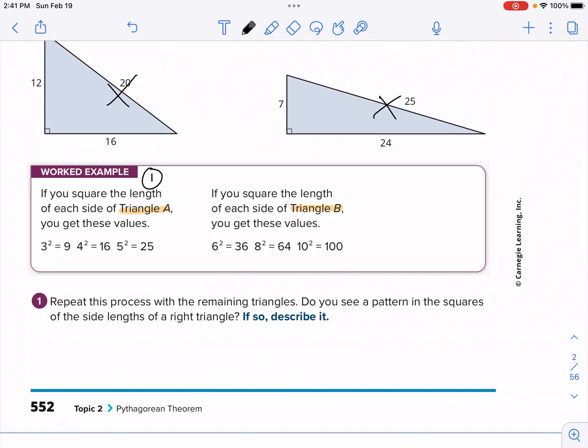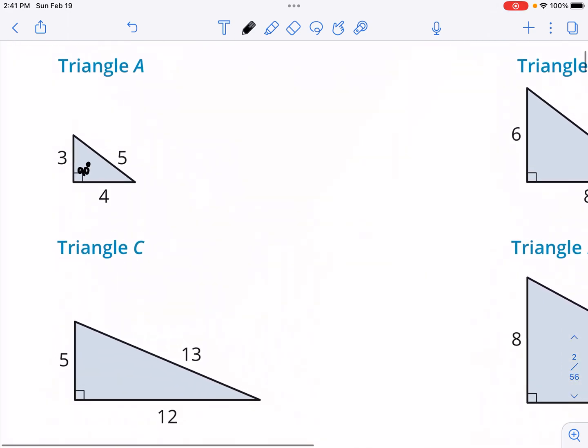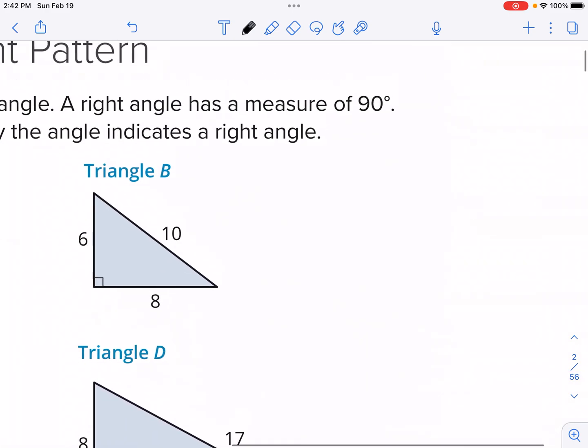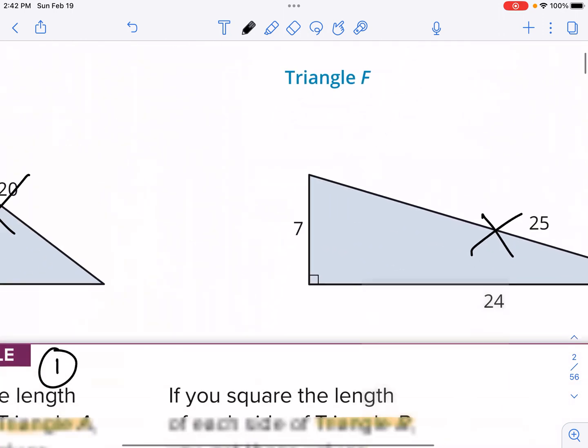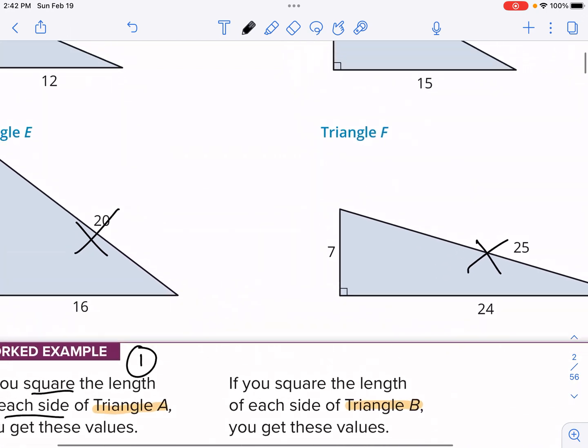What it's asking us here is: if you square the length of each side of a triangle, you get these values. Looking here, we have a 3, a 4, and a 5. We squared 3, that equaled 9. We squared 4 to equal 16. We squared 5 to equal 25. Then for triangle B, we have 6, 8, and 10. So 6 squared is 36, 8 squared is 64, and 10 squared is 100. We're trying to find some type of pattern here, but let's go through the other ones.